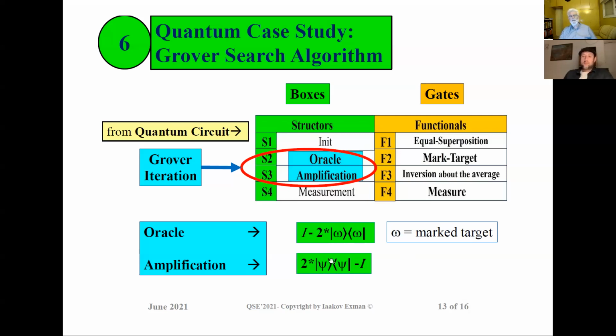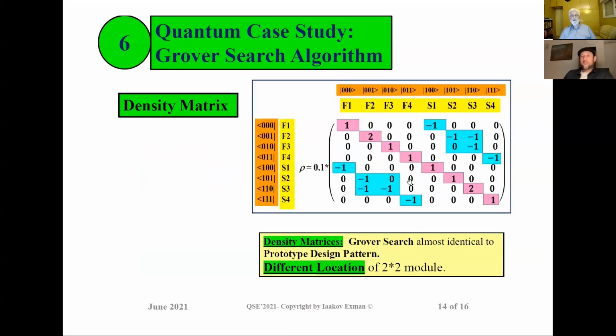This identical functionality is again similar to the classical cases of the software systems, in which within modules one has inheritance. So these functions are the same except for the argument and the minus 1, which is an additional functional needed to invert about the average. The density matrix is seen here.